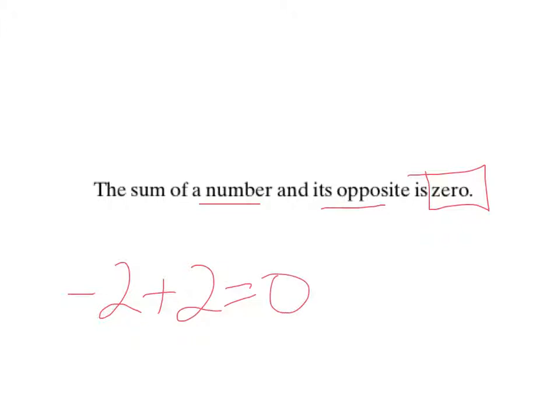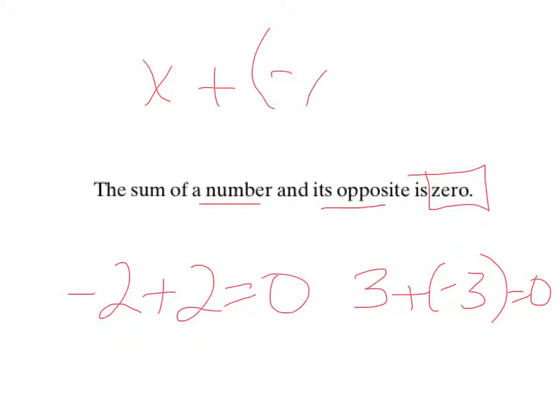Now, the sum of a number and its opposite is always going to be 0. So -2 plus 2, 0. 3 plus -3, 0. Any number plus its opposite is 0 because the opposite of a number cancels it out.